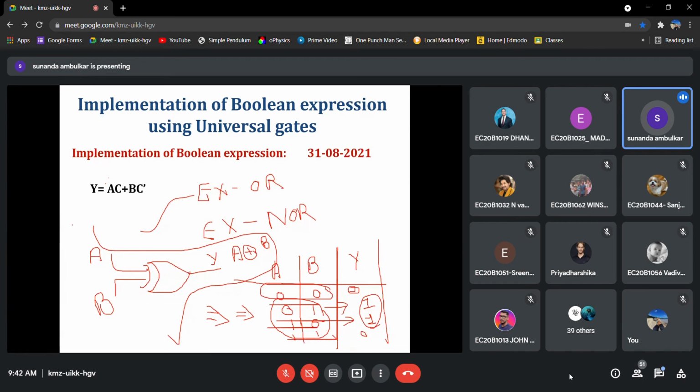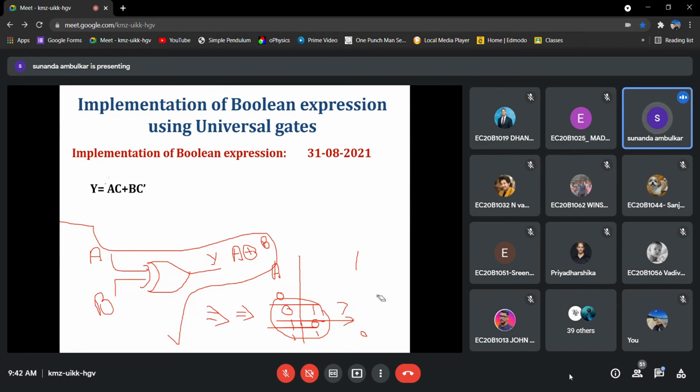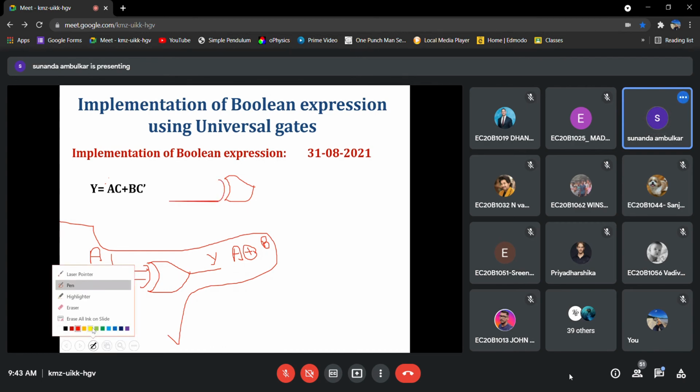What is exclusive NOR? The complement of the exclusive OR is the exclusive NOR. So when the incoming bits are the same, it will be high. When the incoming bits are not the same, it will be 0. The symbolic representation is the same, with a bubble, because exclusive NOR is the NOT of exclusive OR.